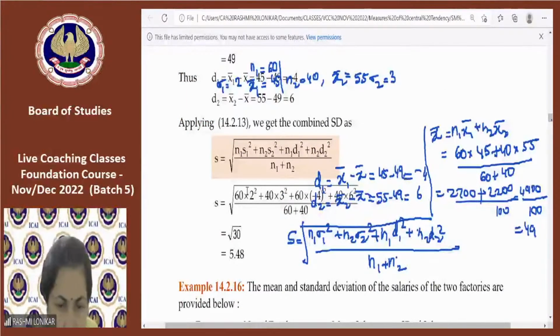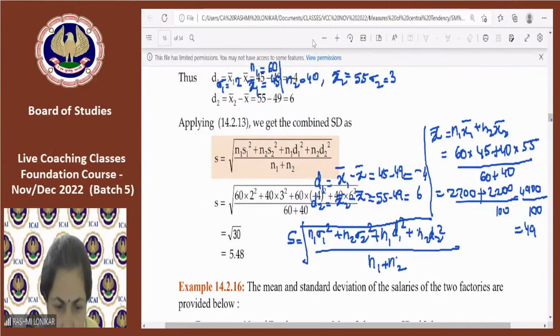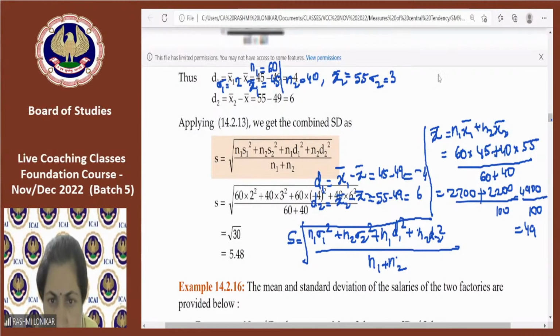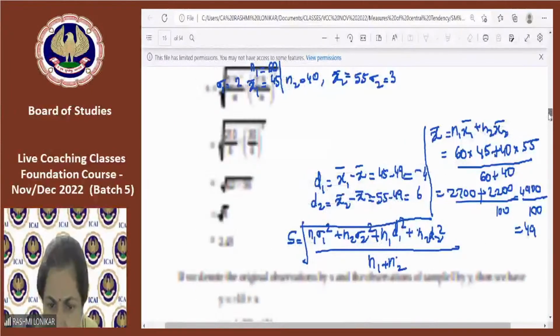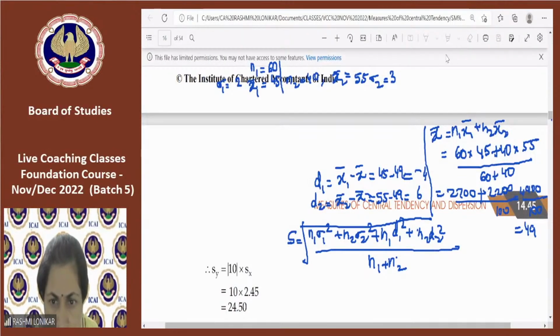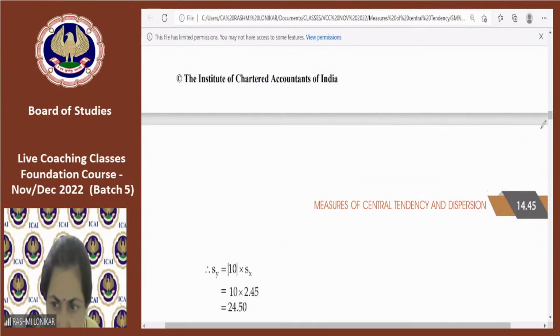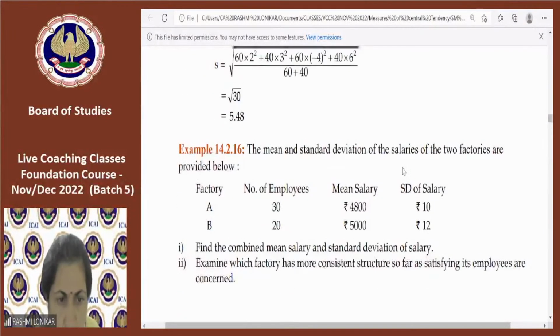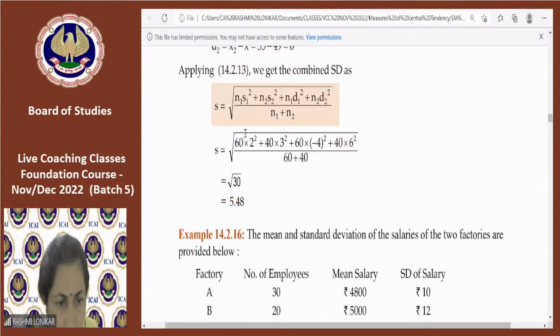Okay, so here they have shown you. Then what we will do is we will substitute. I don't have enough space here. Okay. So we have done till here. Okay. Now I have to just substitute 60 into 2 square plus 40 into 3 square, and we found out this minus 4 and 6. We will substitute here for D1 and D2, and then we get the answer. Okay.